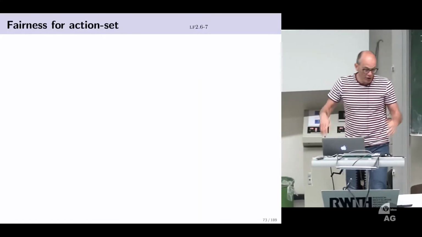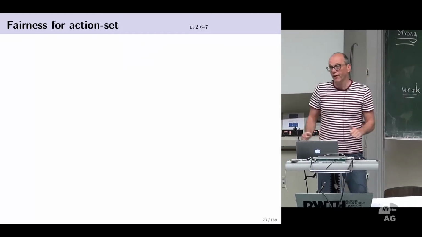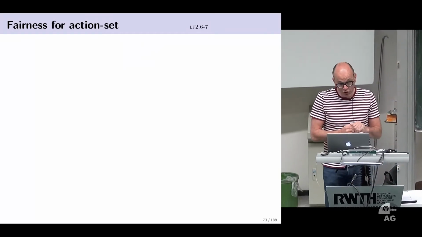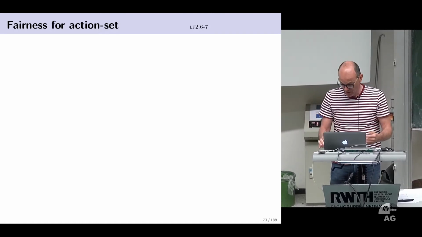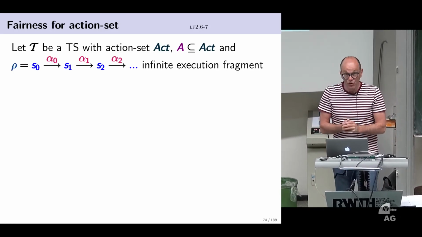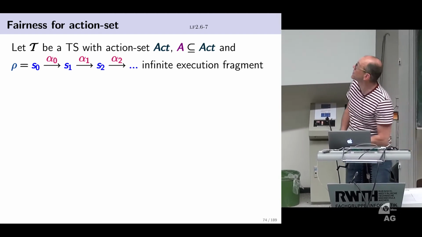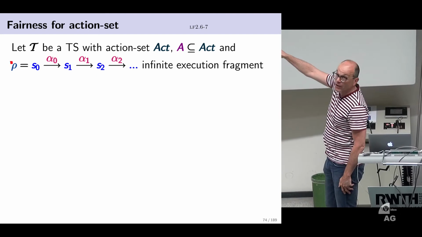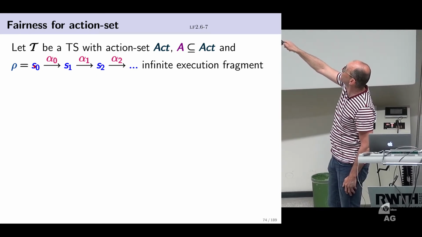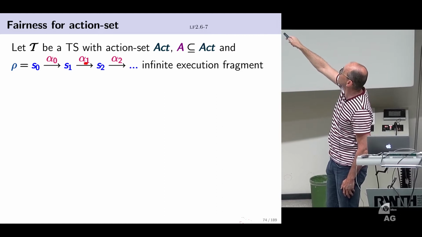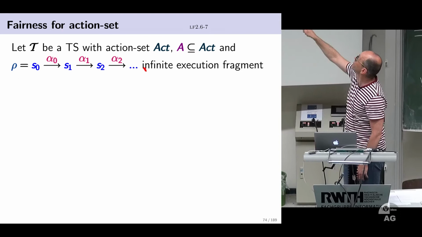Good. How are we going to formalize this? We're going to formalize this by means of actions. So we're going to look at the actions that processes can execute. What we're going to do, we're going to look at an infinite execution fragment. In this case, it's rho. An execution fragment, as you all know, is an alternating sequence between states, doing an action, a state, an action, a state, an action, and so forth. And this is infinite. Okay?